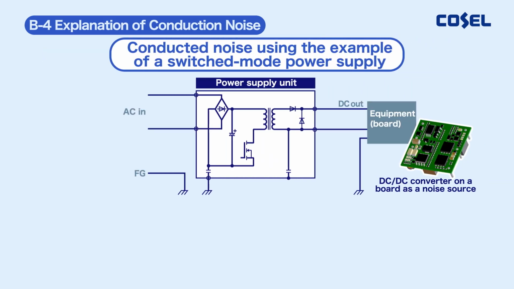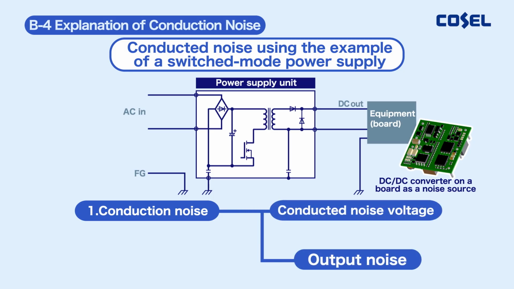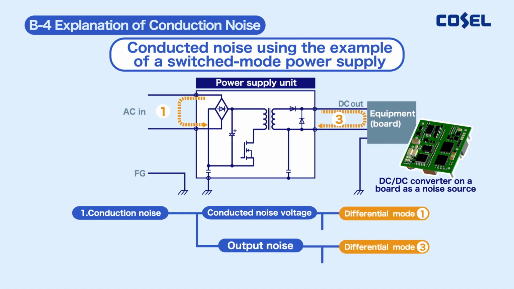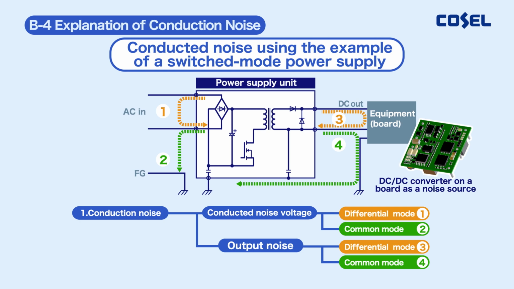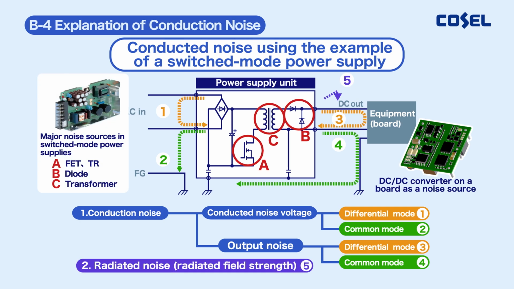Conduction noise generated from switch mode power supplies can be divided into two types: conducted noise voltage leaking to the input side and output noise leaking to the output side. Conducted noise voltage and output noise include differential mode noise and common mode noise, which are generated from switching FETs, transistors, diodes, and transformers inside the power supply.